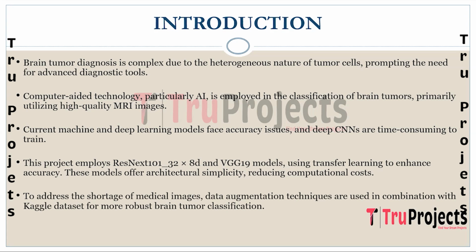This project focuses on the implementation of transfer learning models, specifically ResNet and VGG19, to improve the accuracy of brain tumor detection and classification. These models are known for their architectural simplicity, reducing computational cost and training time. The study utilizes a dataset available on Kaggle and employs data augmentation techniques to address the scarcity of medical images, addressing a significant challenge in brain tumor classification.